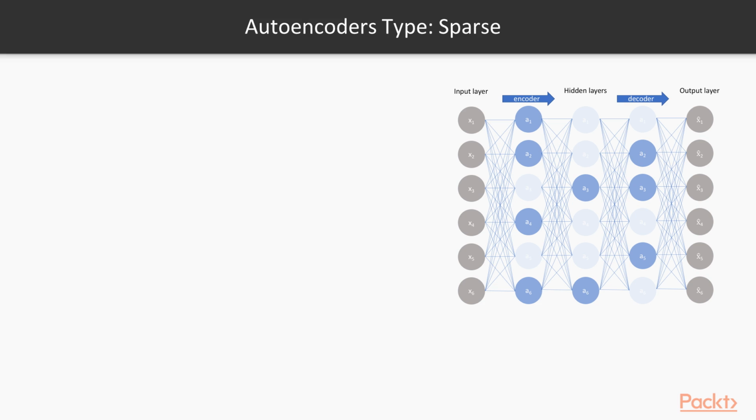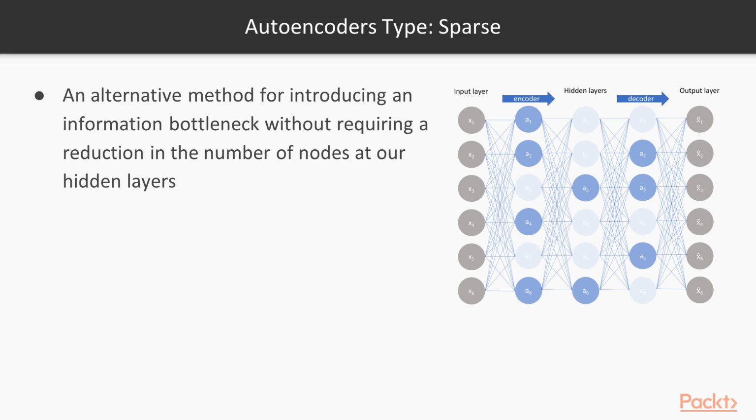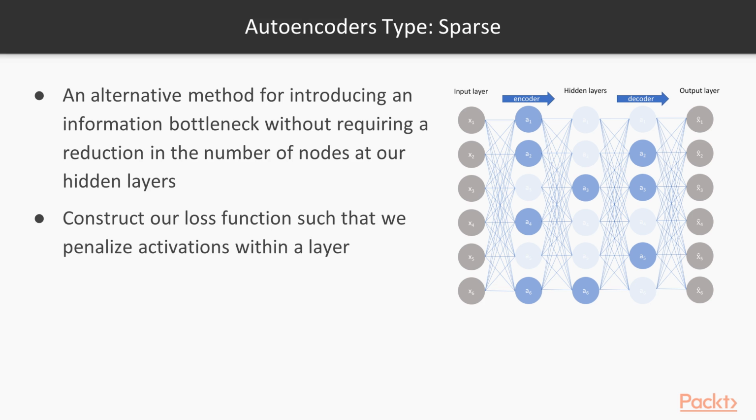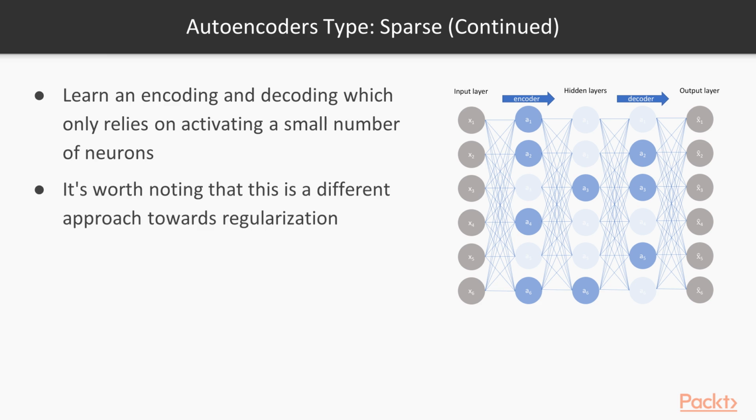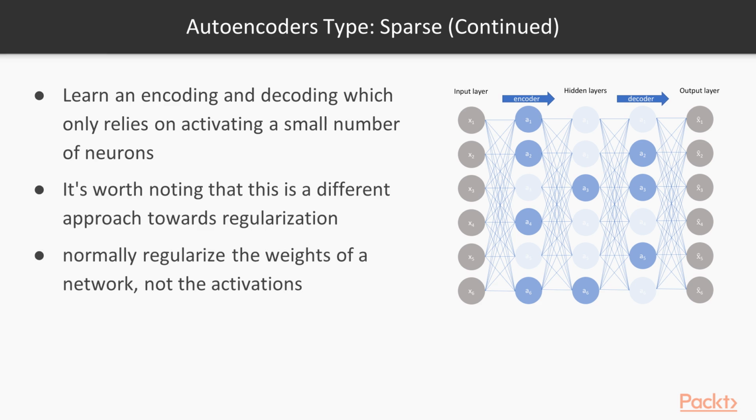Another type of autoencoder is the sparse autoencoder. Sparse autoencoders offer us an alternative method for introducing an information bottleneck without requiring a reduction in the number of nodes at our hidden layers. Rather, we construct our loss function such that we penalize activations within a layer. For any given observation, we'll encourage our network to learn an encoding and decoding which only relies on activating a small number of neurons. It is worth noting that this is a different type of approach, as we normally regularize the weights of a network and not the activations. So this was all about autoencoders.